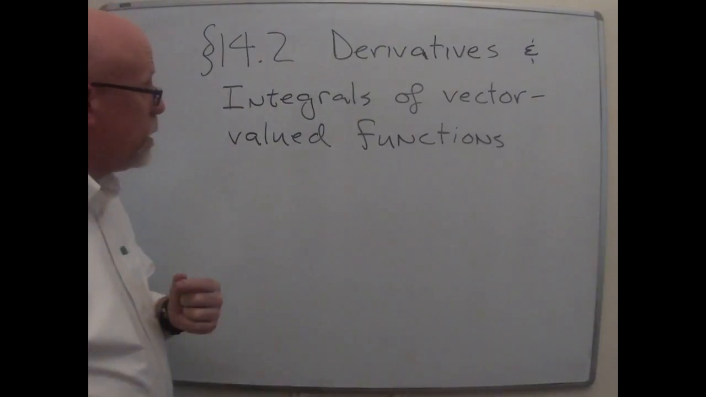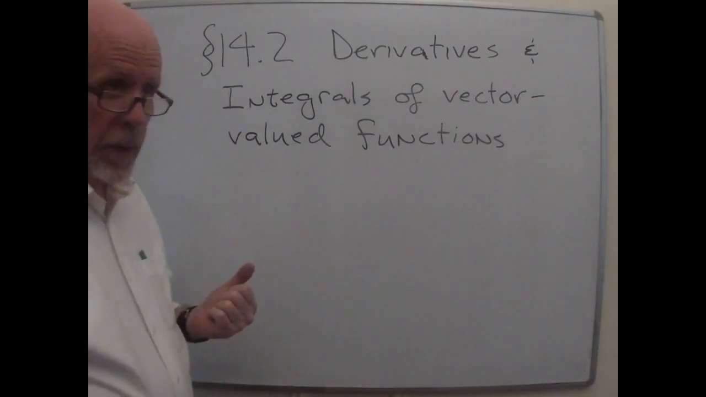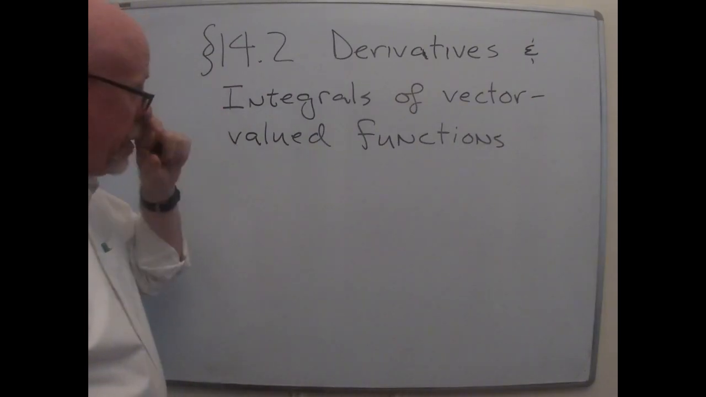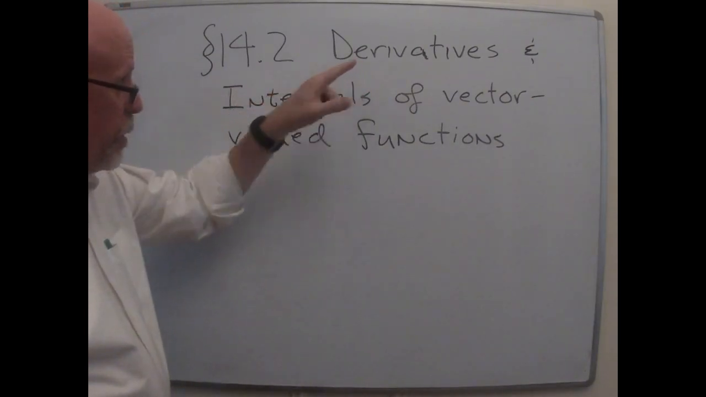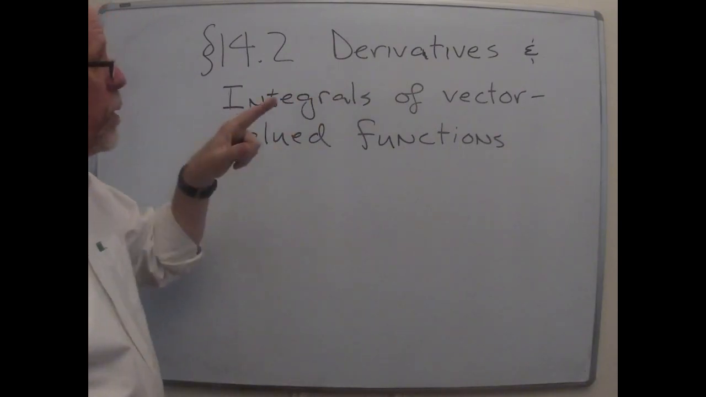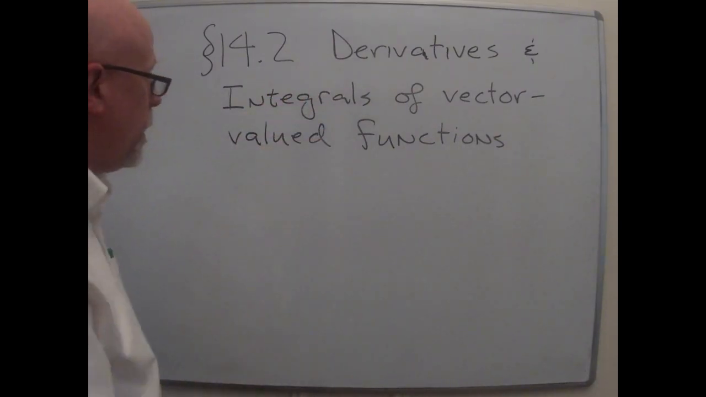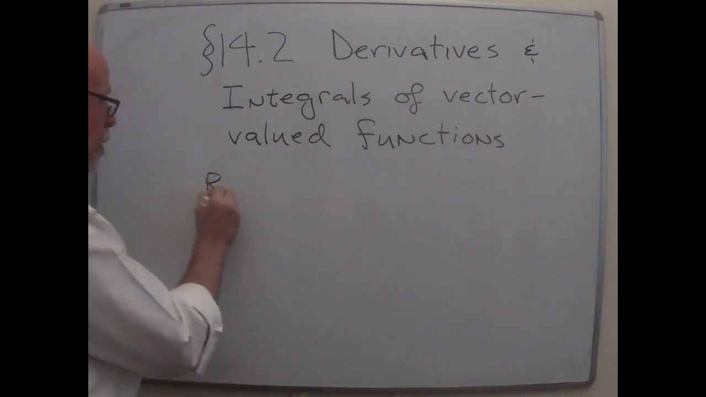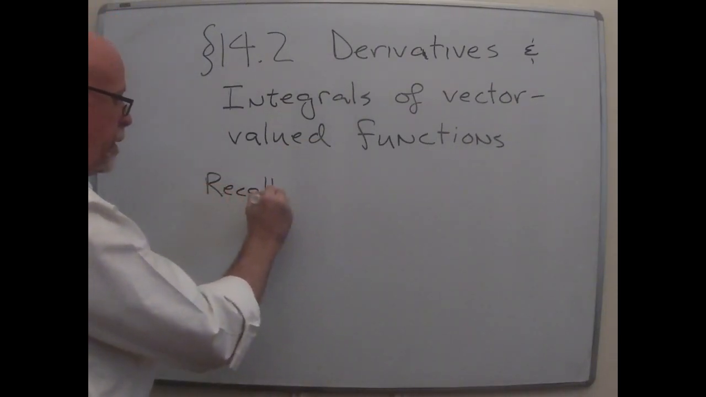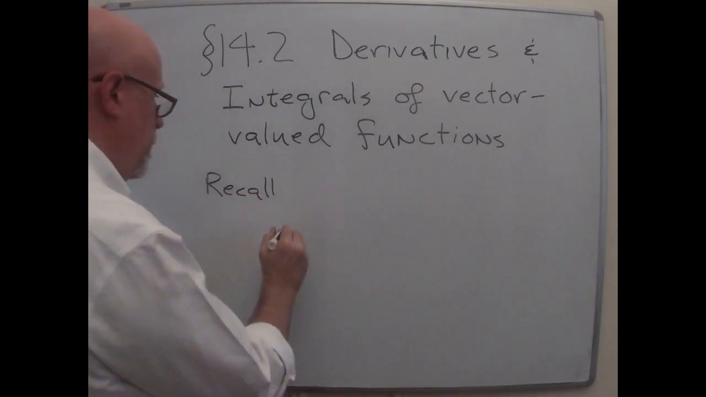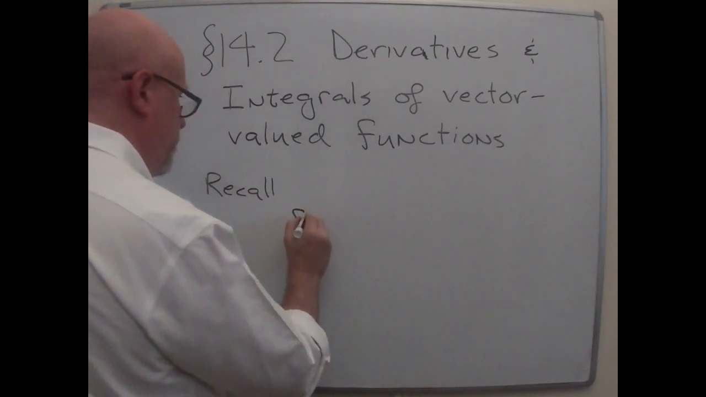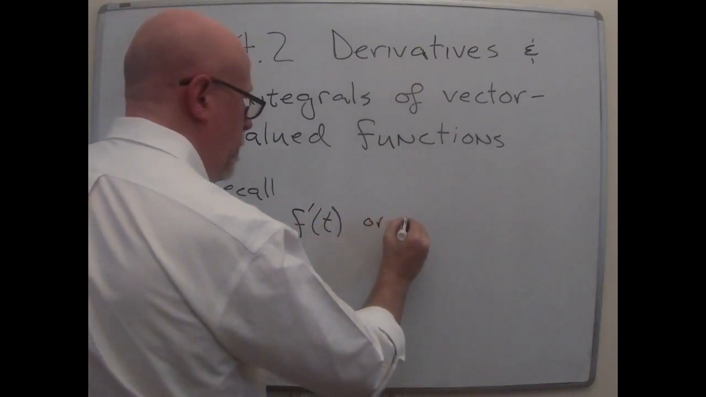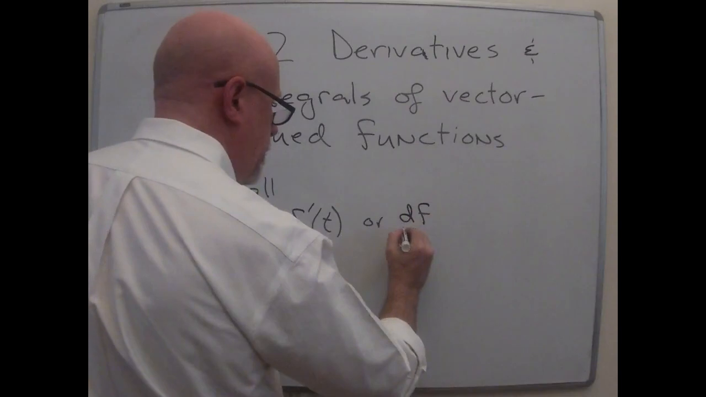Right, well, now we're gonna actually start doing calculus with these things that we've been talking about so far. So section 14.2 is about finding derivatives and doing integrals with vector valued functions. We'll start with derivatives, and for that I want you to recall how the derivative of an ordinary function looked. You probably saw it as either f prime at t or df dt.